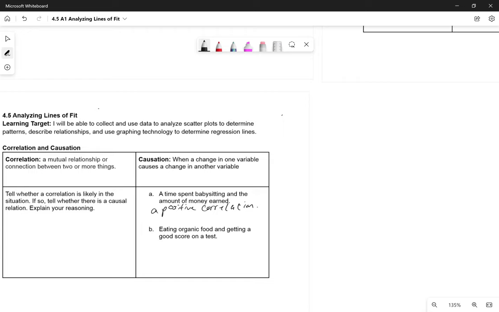Since there is a correlation, we're going to see if there is a causal relationship. So we're going to see if we change one variable, does it cause a change in another? If we say that we work less hours, what does that mean for our money? Well, if we work less hours, that means we earn less money. So there is a causal relationship.